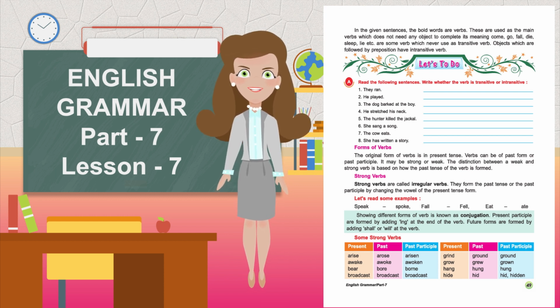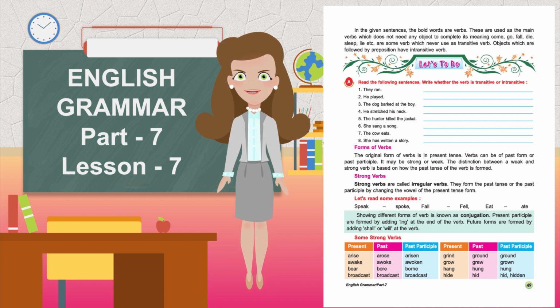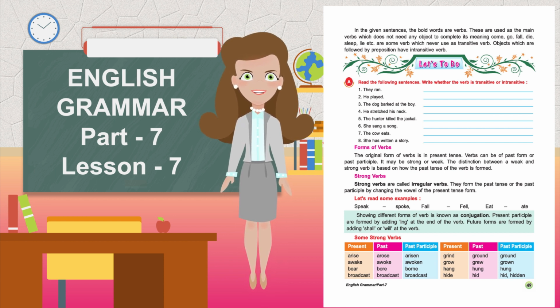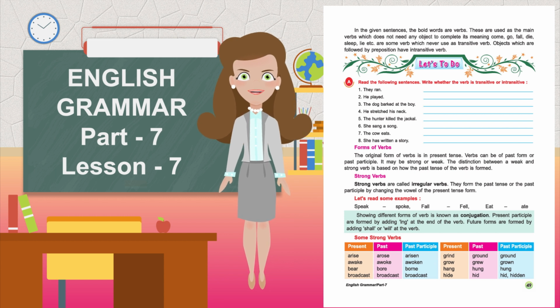These are used as main verbs which do not need any object to complete their meaning. Come, go, fall, die, sleep, lie, etc. are some verbs which are never used as transitive verbs. Objects which are followed by a preposition have an intransitive verb.